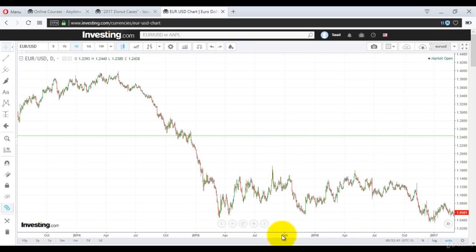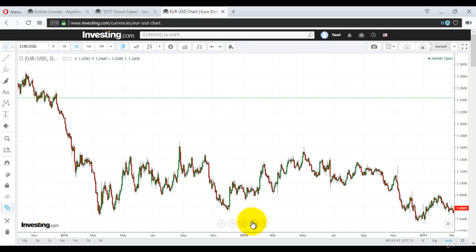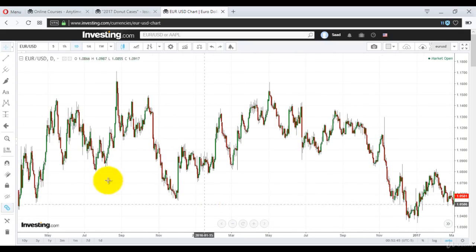Now, if you zoom into all the lows, for example right here, it made a bullish engulfing green candle and it rallied. Again, right here, it made it and it rallied. Again, it rallied. Right here, it rallied.